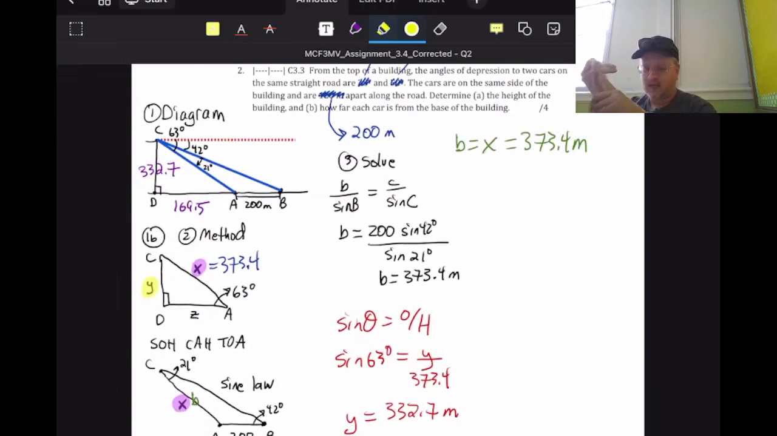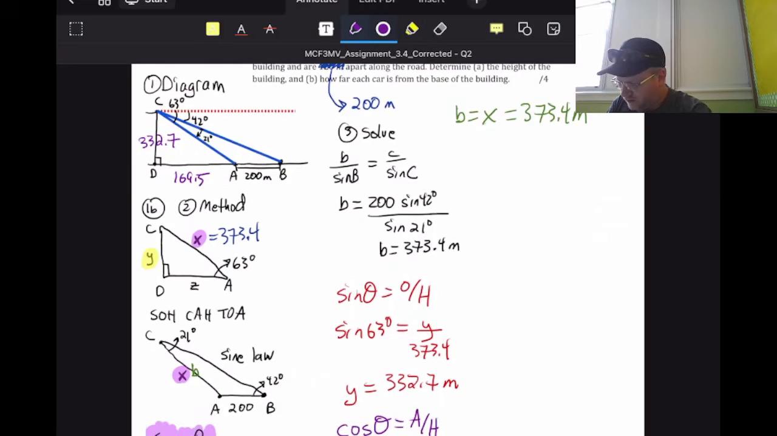So basically we started with diagrams, we labeled them, we chose our method, we worked through and solved, and now we have to actually finish any remaining calculations and state the answer to the question. So the distance from the base of the building, let's call it the distance from D to B, is going to be 169.5 plus 200, which is going to be 369.5 meters.